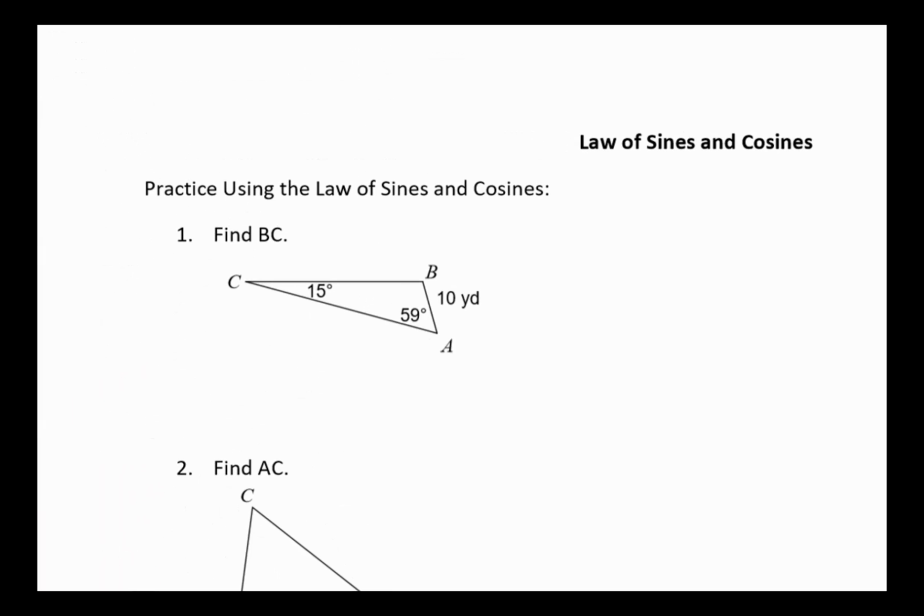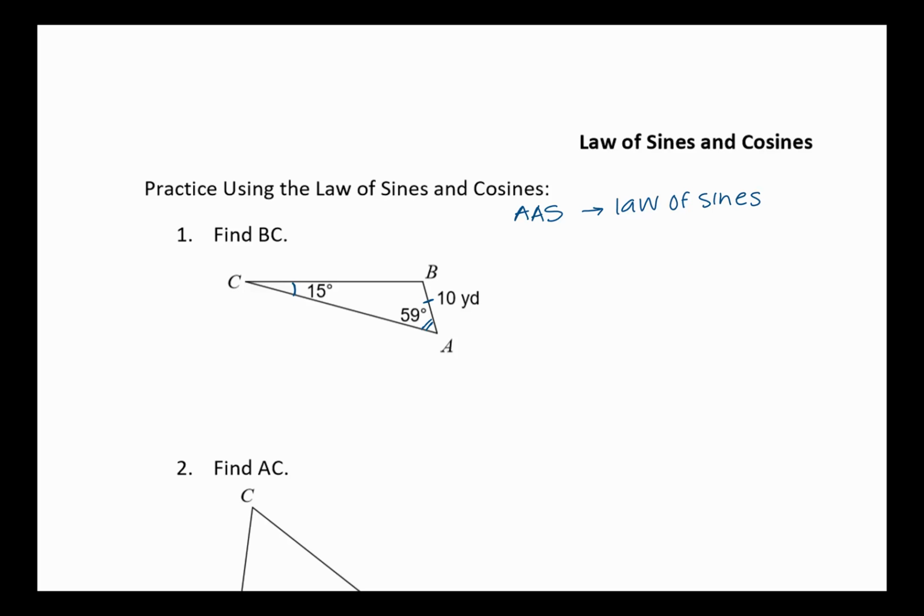We're looking for the side BC. So first we want to look to see what information we have. Well, I have information about 2 angles and a non-included side. So that's angle, angle, side. That tells me we're going to be using the law of sines.